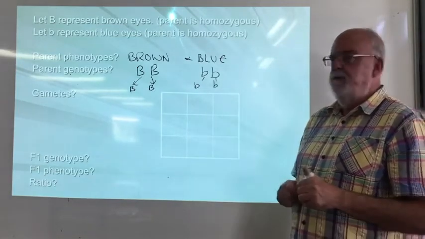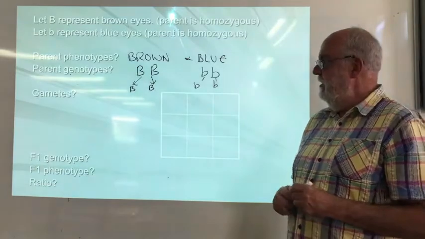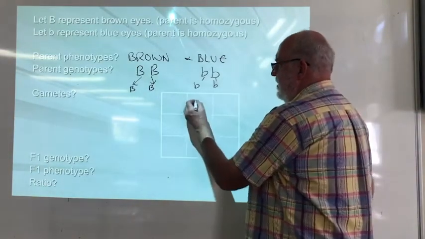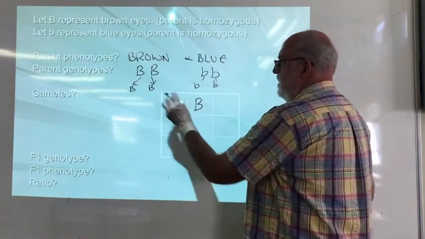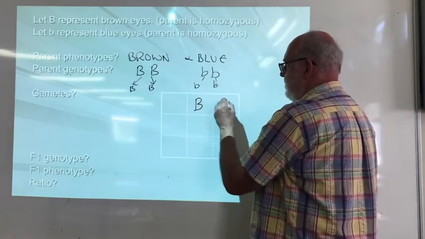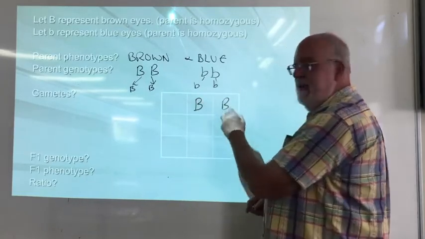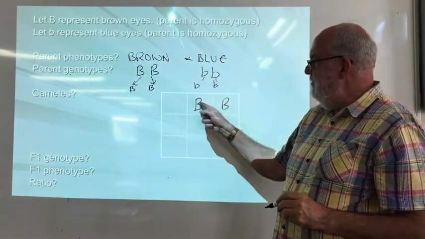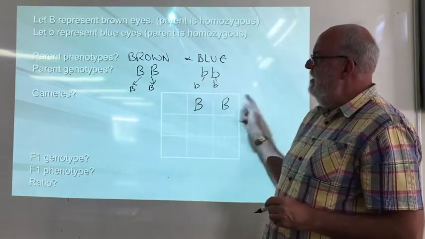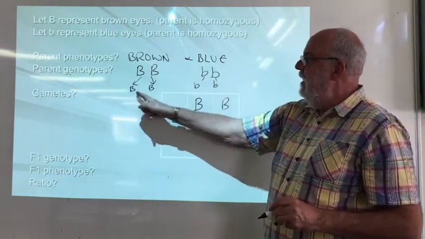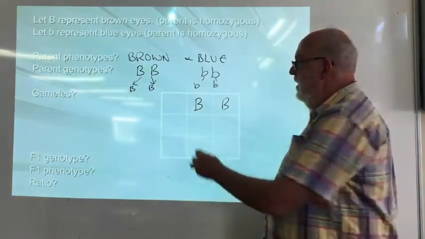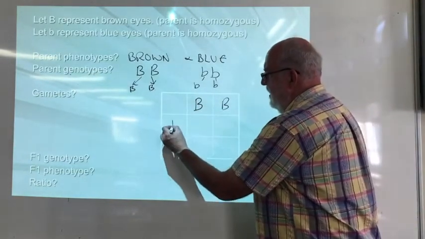So the gametes for this particular genetic cross are, for one parent, going to be all capital B's. Each of these represents a gamete. So that is a gamete, that's another gamete. So all the gametes coming from this particular parent are going to be capital B's. All the gametes from this parent are going to be small b's.